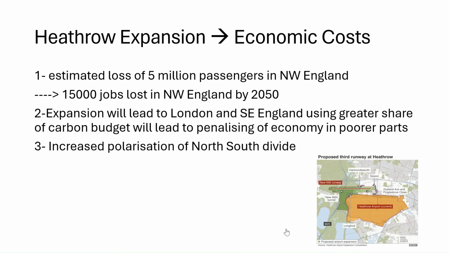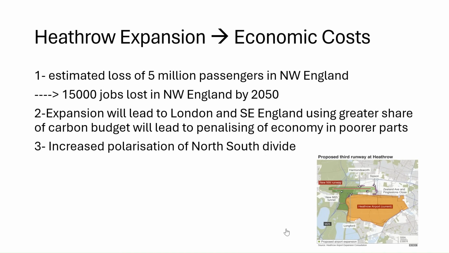Now, the economic costs. There will be a loss of 5 million passengers in the northwest of England. What this would mean is that 15,000 jobs will be lost in the northwest of England by 2050 if this third runway goes ahead, since this third runway will take up more of the passengers and more flights will go to Heathrow rather than to other parts of the UK.